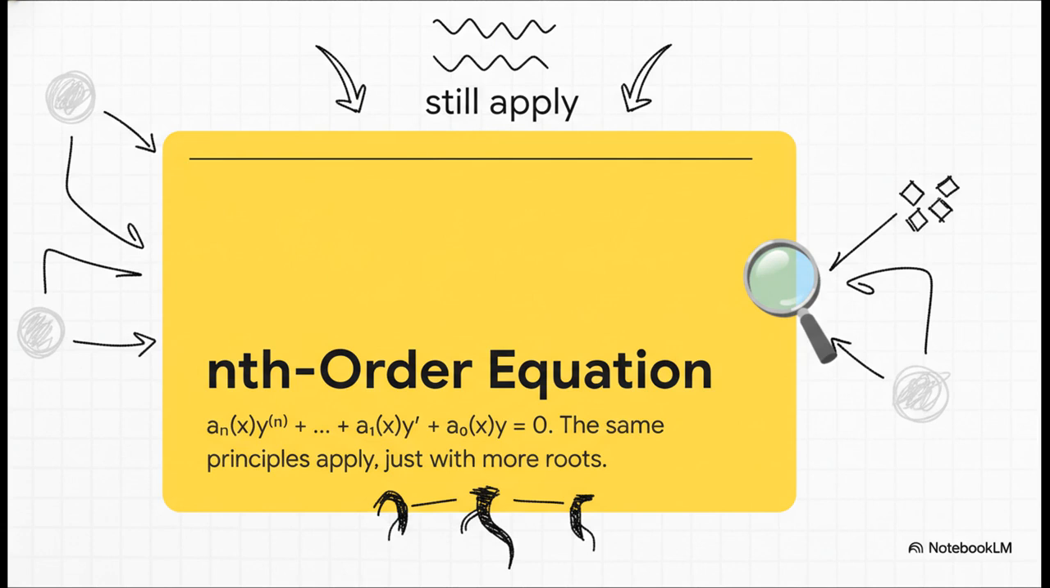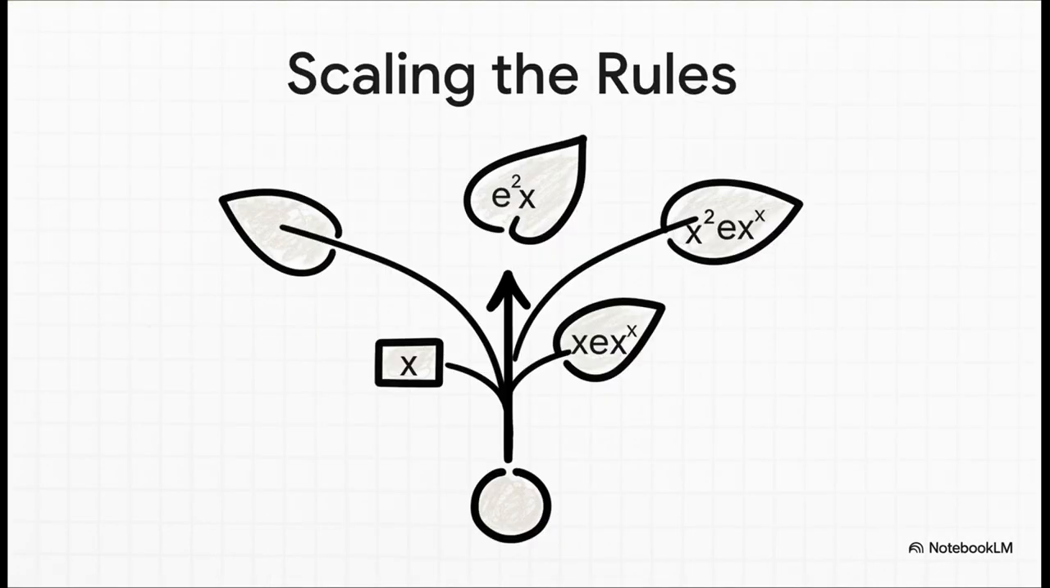We're still going to form a characteristic equation. It'll just be a higher degree polynomial. We're going to find its roots, and those roots will build our solution. All the same principles we just learned still apply. And this shows you exactly how the rules scale up.